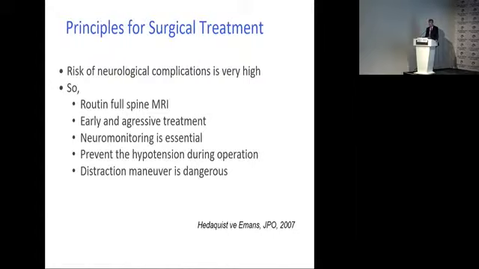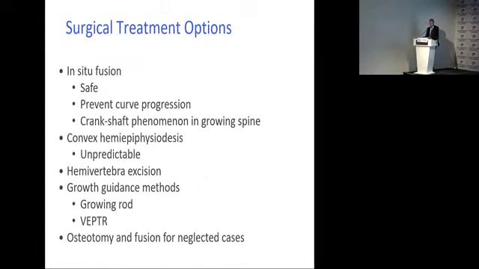That's why the neuromonitoring team should be expert in this kind of case. And during the operation, we need to prevent hypotension. As you all know, before 2000 most of the centers were doing hypotensive surgery in order to prevent blood loss during the surgery, but at least we need normotensive anesthesia during deformity correction, especially corrections and osteotomies and so on. Distraction maneuvers are sometimes dangerous. We have many different options, and we can start with the safer one, which is the in-situ fusion.